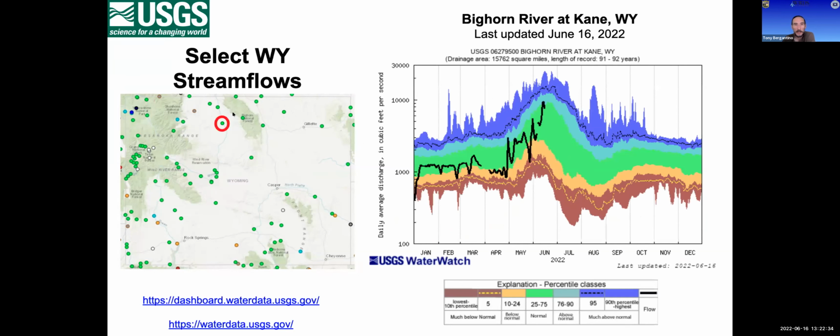Let's go around a little bit to other parts of the state, not quite as high, but still up there into the 76th to 90th percentile. We have the Bighorn River at Kane. Looks like it may have peaked, may see a little bit more of a bump up on that, but we're nearing the top of the hydrograph for that station.